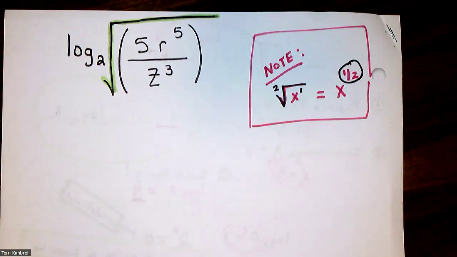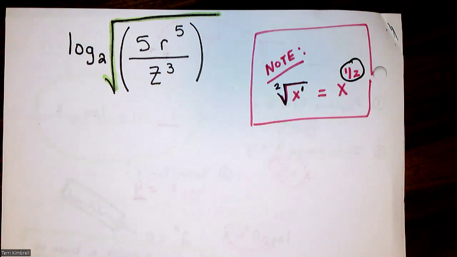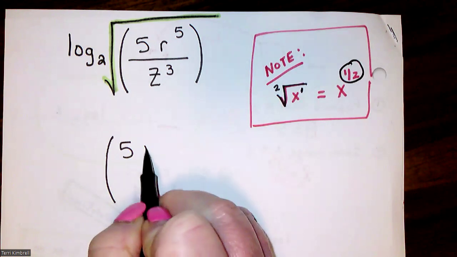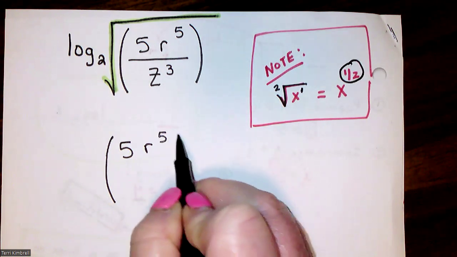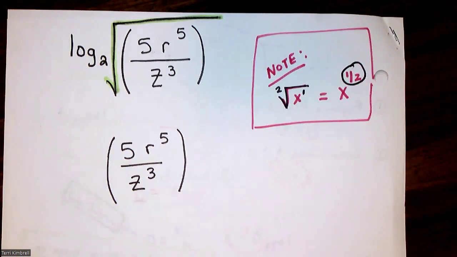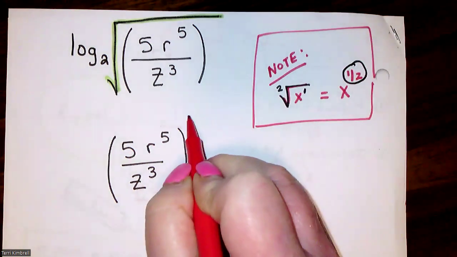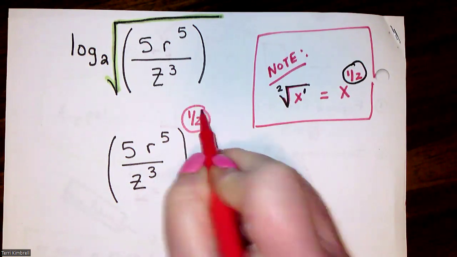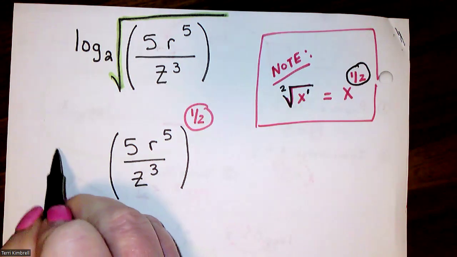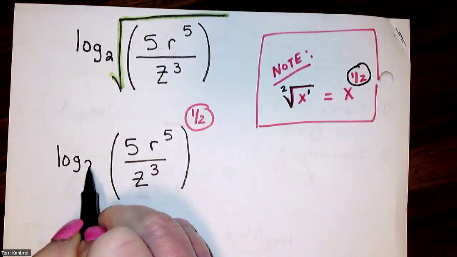So I'm going to get rid of the radical by taking that information and raising it to the 1/2 power. So I'm going to have 5 r to the 5th and z to the 3rd. That's going to stay exactly the same. And I'm going to have now this exponent of 1/2 that was not there. Now that that's there, my radical can go away. I still have the log base 2.